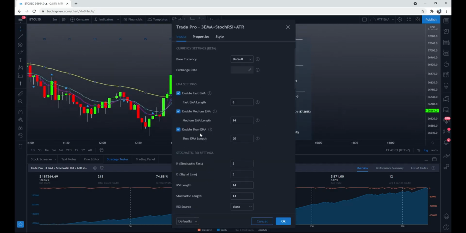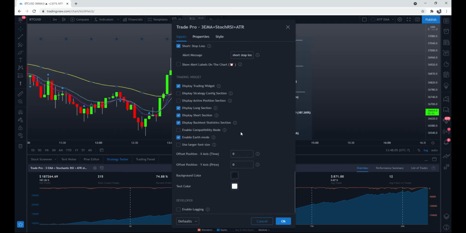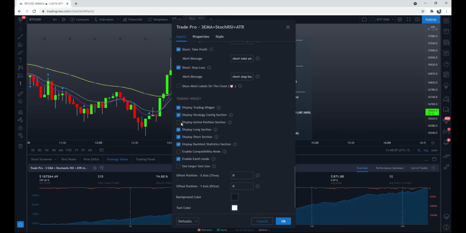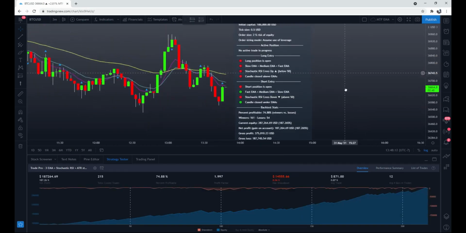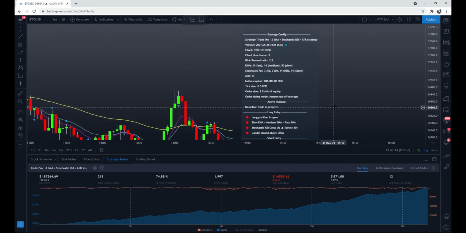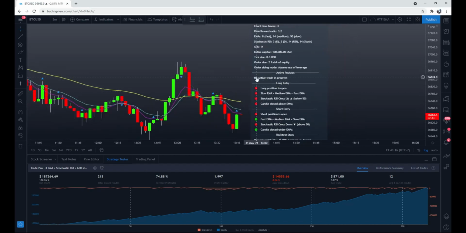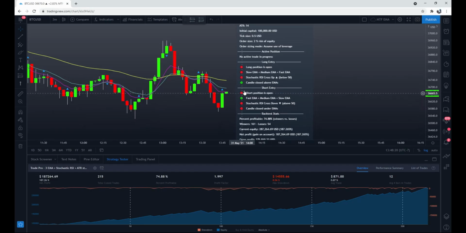And then let's go back in here and we can add a couple more things. There's configuration, active position section, and you can see now above we have a bunch more stuff. So it's going to tell us if there's an active trade in progress, which it will also tell you right here with a green dot.